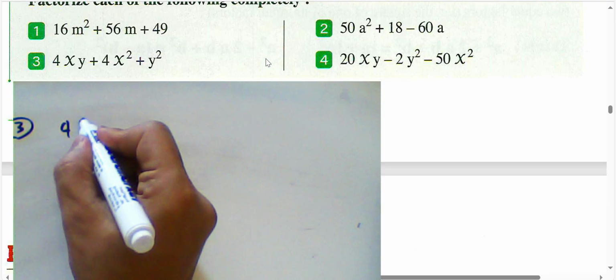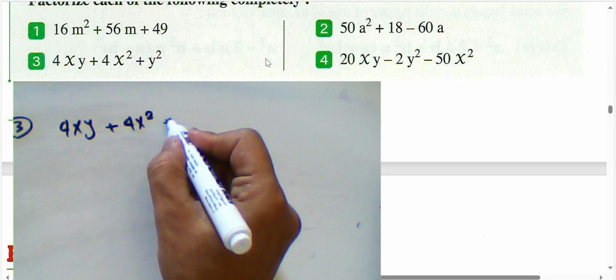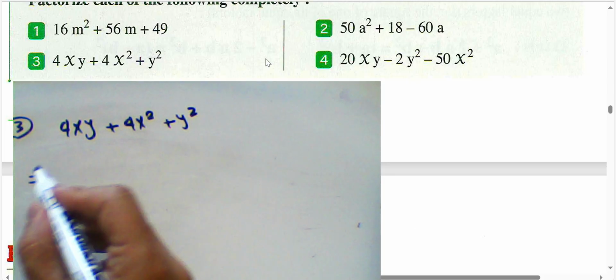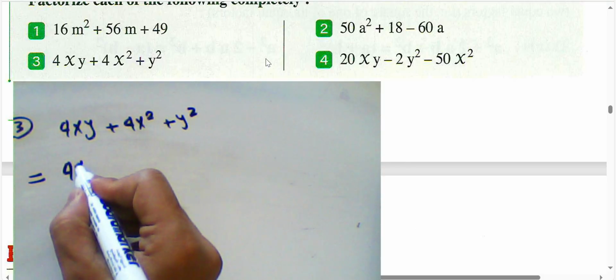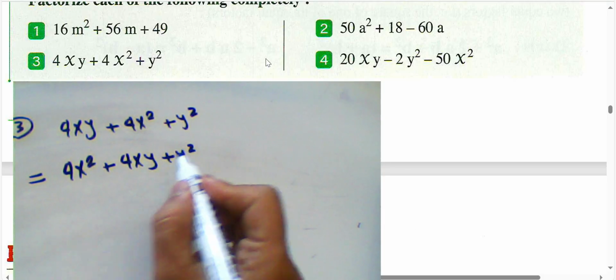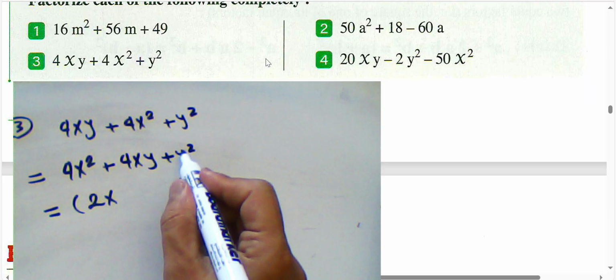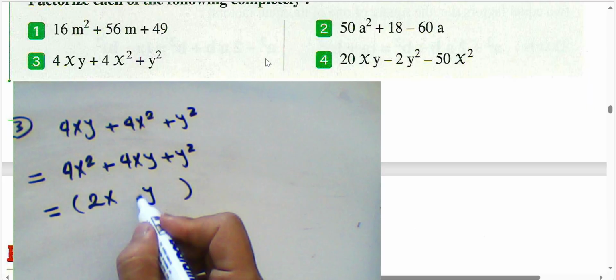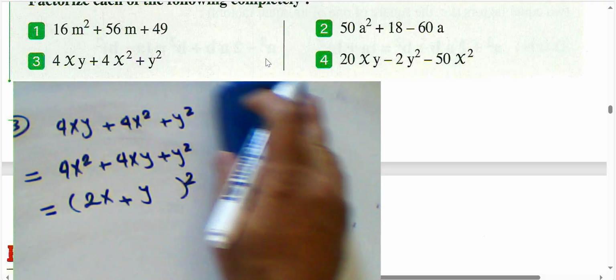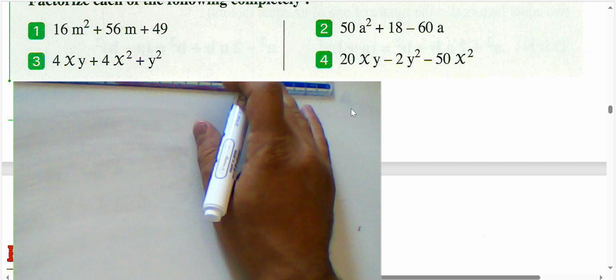We have 4xy plus 4x power 2 plus y power 2. We must arrange this expression. Write 4x power 2 plus 4xy plus y power 2. And then find the square root of the first, which will be 2x, and the square root of the third, y, write the positive and power 2 outside. Next question, number 4.